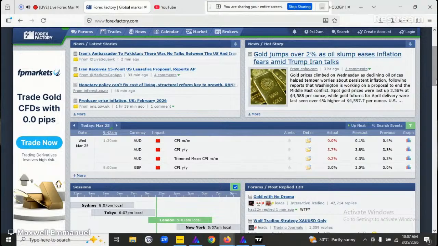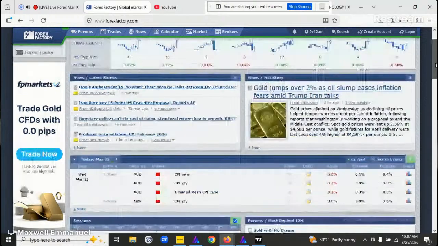So you need to compare the CPI data of both countries whose currencies you're trading. That will determine the buyers on that currency pair. I hope that is clear.